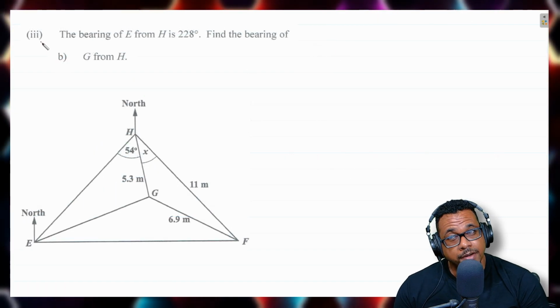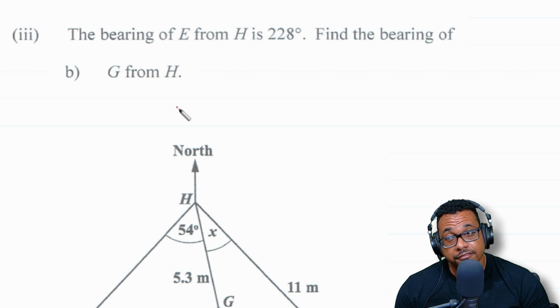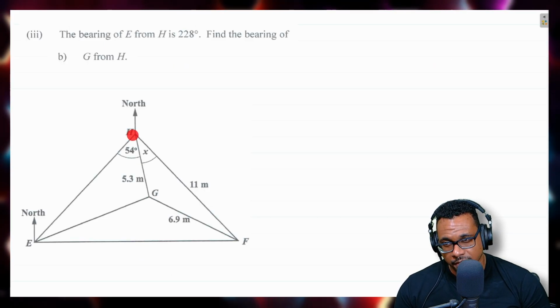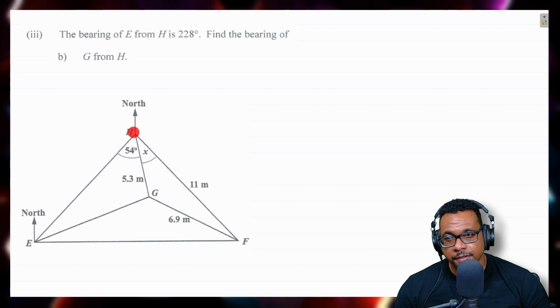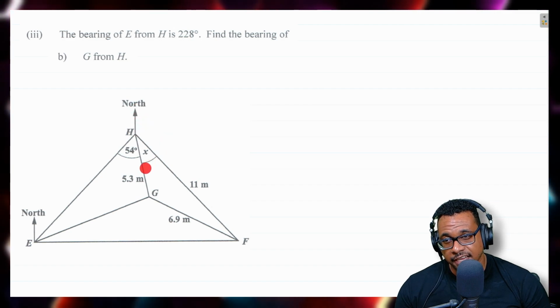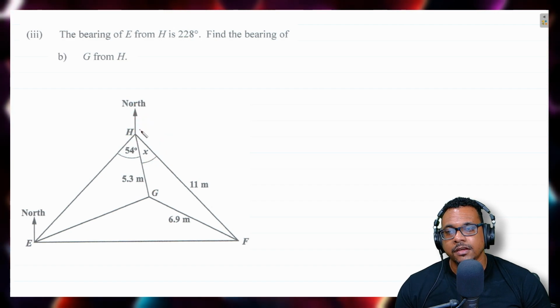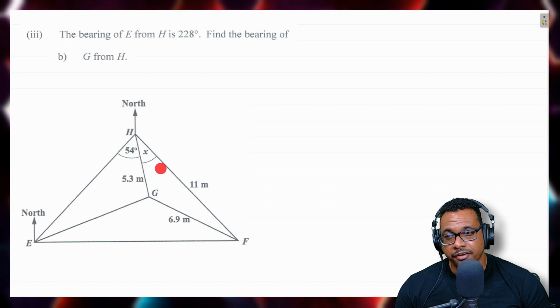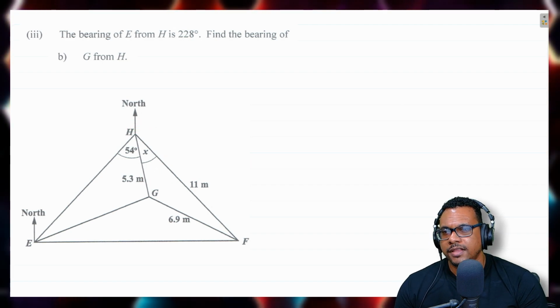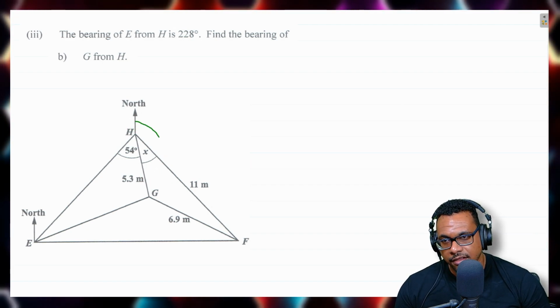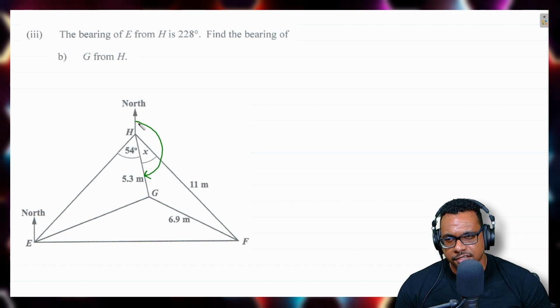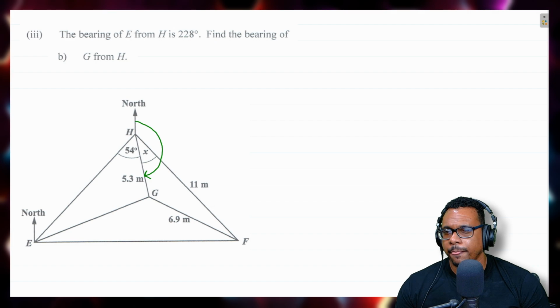So for part B of part 3, we want to find the bearing of G from H. So that's G from H. So we have the north line on H. And if we go in a clockwise direction to the line touching H to G, that will be the angle that we want, the bearing of G from H. So that angle will be this angle here in a clockwise direction. All right, so let's just draw this situation separately.